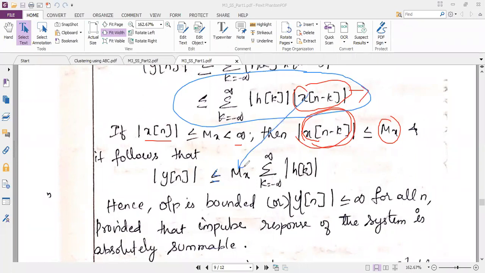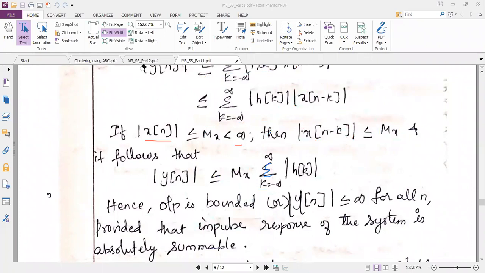It is bounded, and summation k equal to minus infinity to plus infinity, the left out term is h of k, magnitude of h of k. So now in this equation, magnitude of y of n is less than or equal to mx summation k equal to minus infinity to plus infinity magnitude of h of k. In this equation I can say the output is bounded because it is less than or equal to mx. So it is less than or equal to the condition of the input mx. Since output is less than or equal to the input, I can say if input is bounded, my output is also bounded.